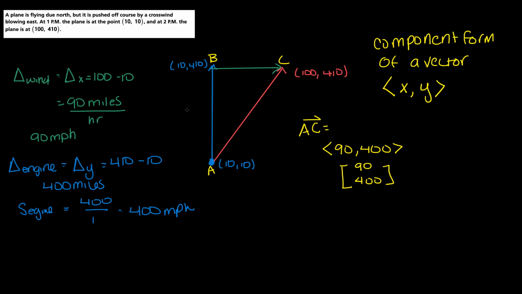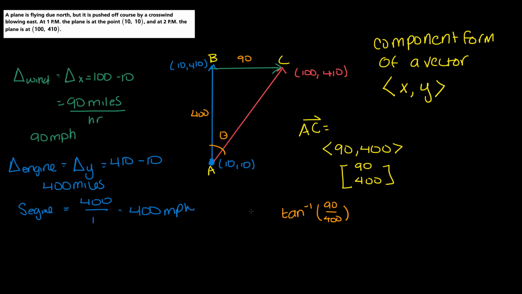Well, I know here that this is 400. I also know that this is 90. I'm going to find the angle right here to find the direction, theta. I'm looking at opposite over adjacent, so I'm going to use the arctangent, or the inverse tangent, of opposite over adjacent.